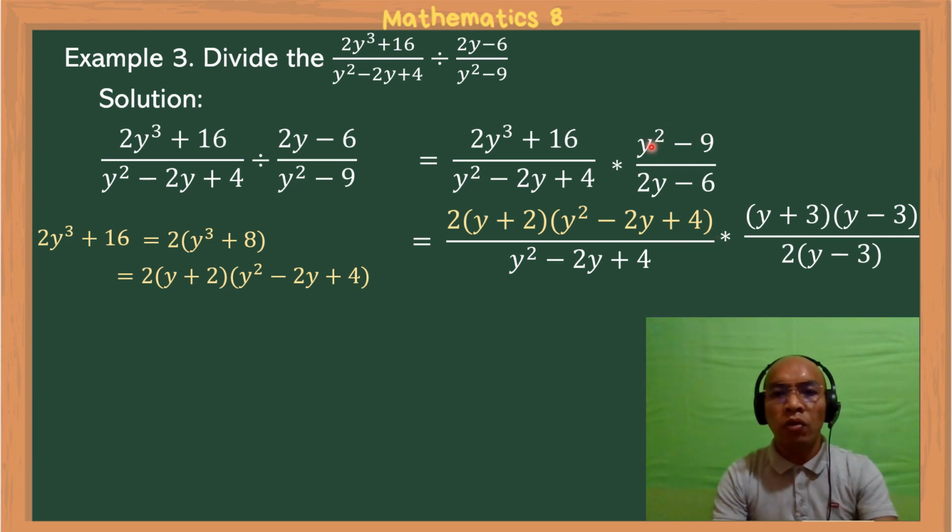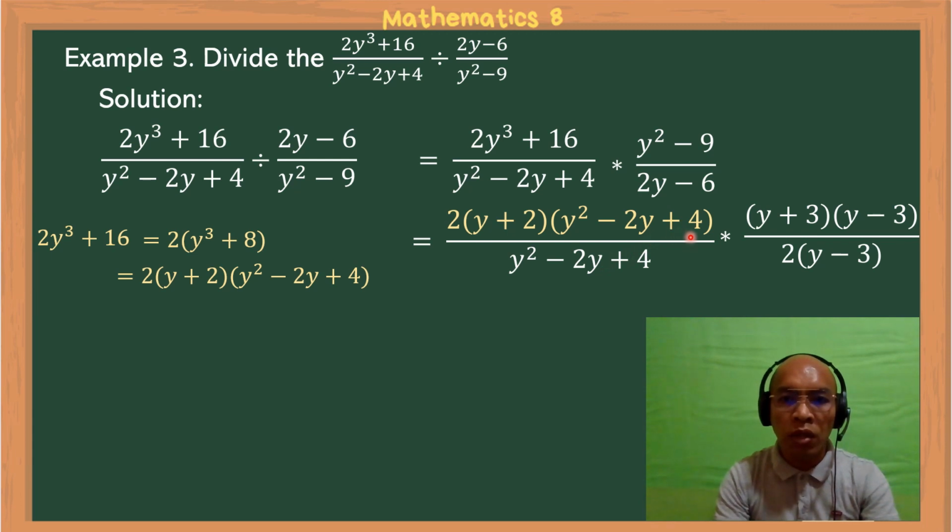So moving forward, y squared minus 9 can be factored. So this is a difference of 2 squares. So the square root of y squared is y, the square root of 9 is positive 3. Okay, we just copy, and we will change the sign. It will be negative 3. So 2y minus 6 can be factored by common monomial factoring. So the common monomial factor is 2. Then 2y divided by 2 is y. Then negative 6 divided by 2 is negative 3.